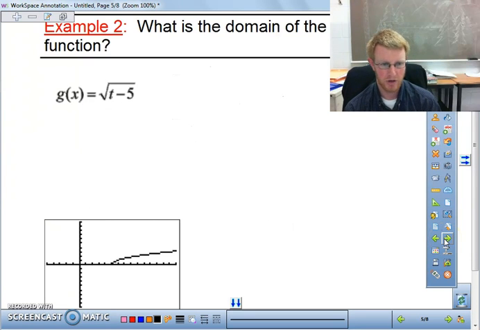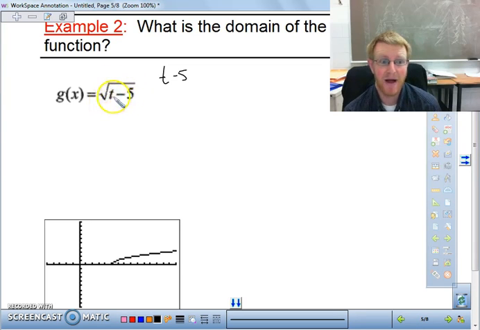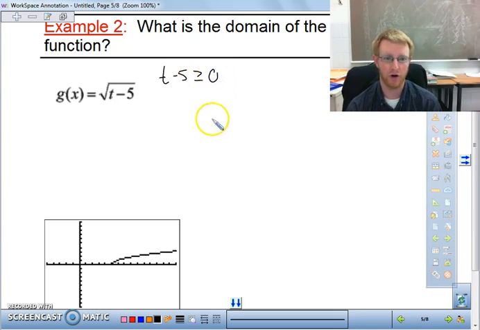So the next one, I think, is a little bit easier. We have a square root function here, t minus 5. So how does this work? Well, what we want to do is we want to first establish that t minus 5 has to be positive. It has to be 0 or positive. It cannot be less than 0. So we say t minus 5 is greater than or equal to 0. That is what our domain has to be. And then we just solve that. Add 5 to both sides, and we have t is greater than or equal to 5.